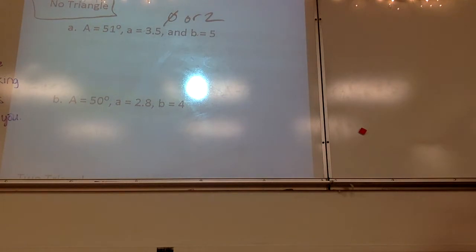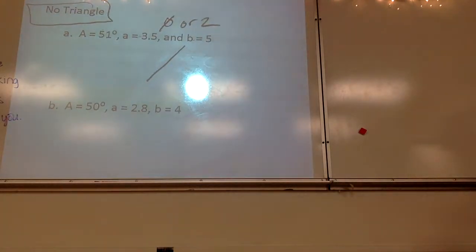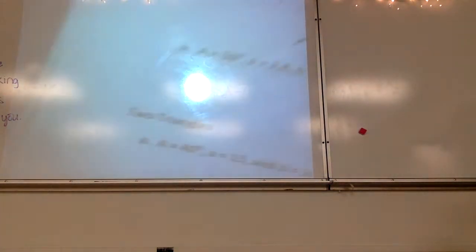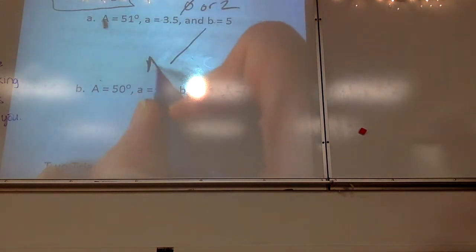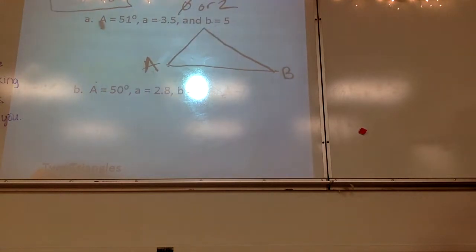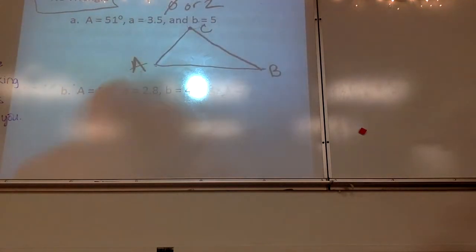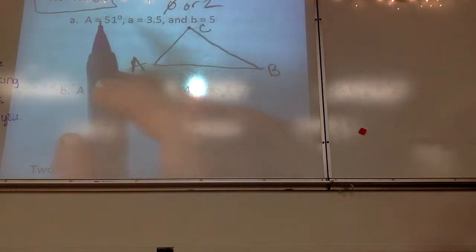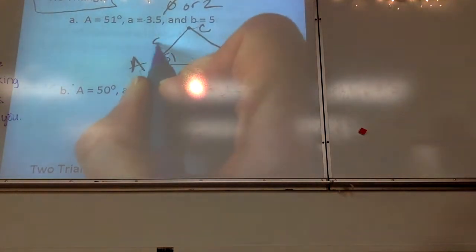I'm going to let you guess which one this is. It says no triangle. This is a 0 example. Good guess. All right, draw your triangle. A goes in the lower left, B goes in the lower right. However you want. So A, B, and C. All right. Set it up like you would normally.